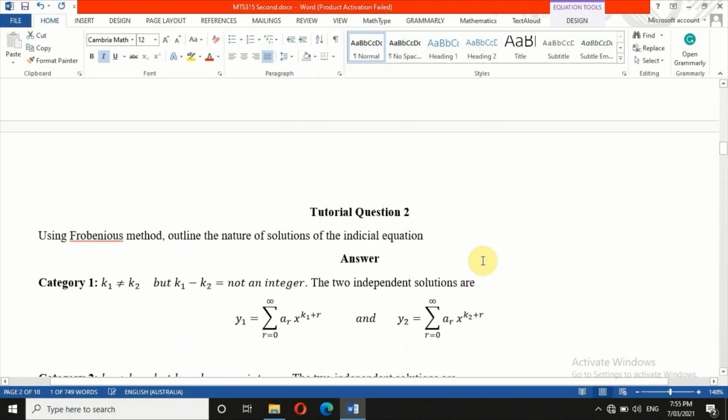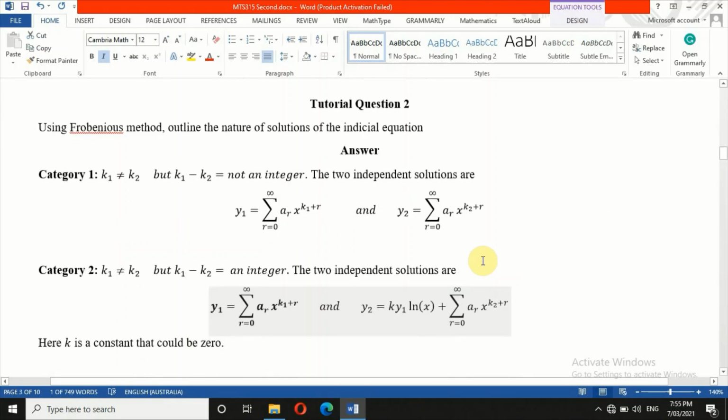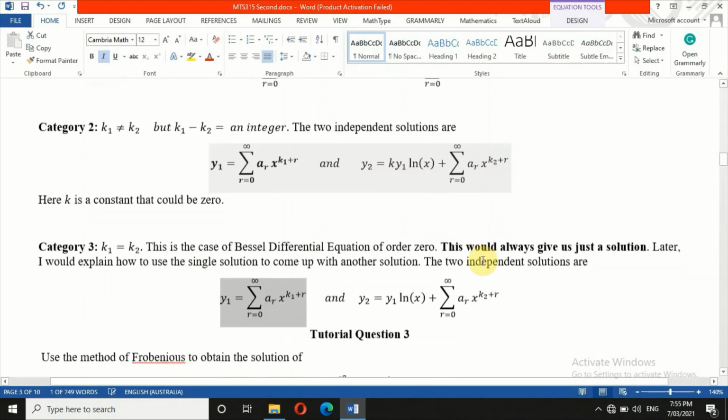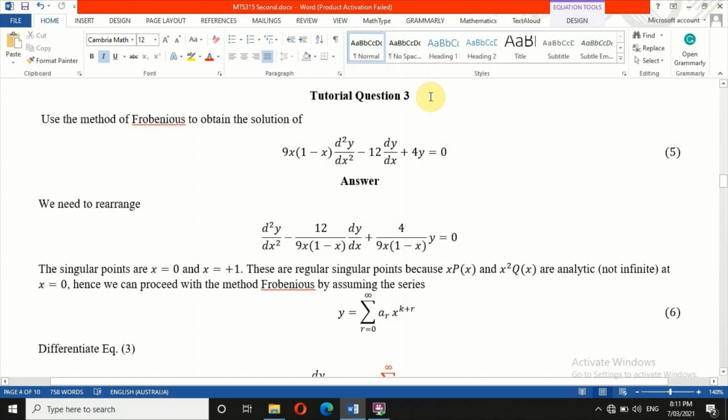These are the three categories of what we refer to as the solution of the indicial equation. Okay, tutorial question 3. Tutorial question 3 says that we are to use the method of Frobenius to obtain the solution of the problem on the board, which is equation 5. Now look at this problem.